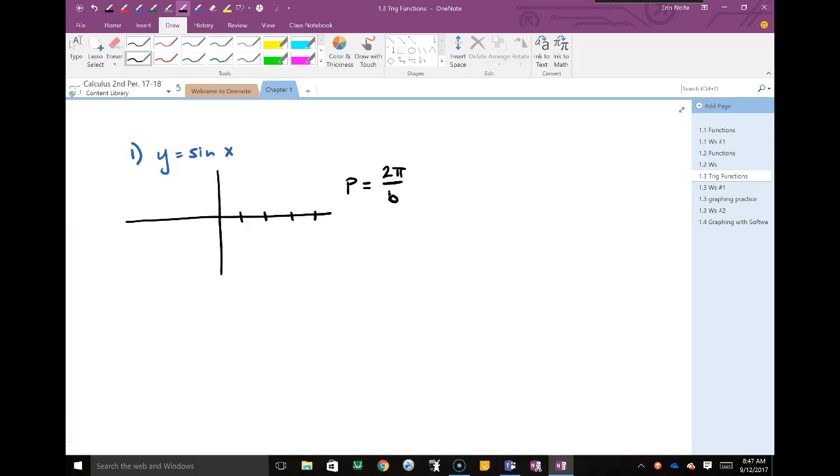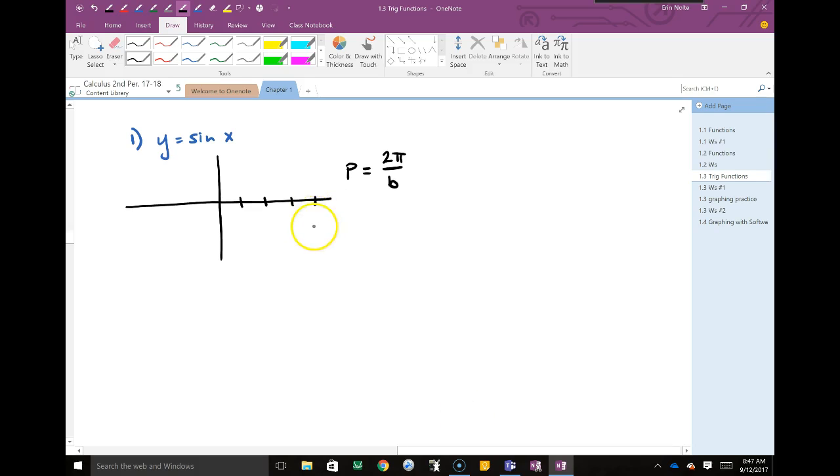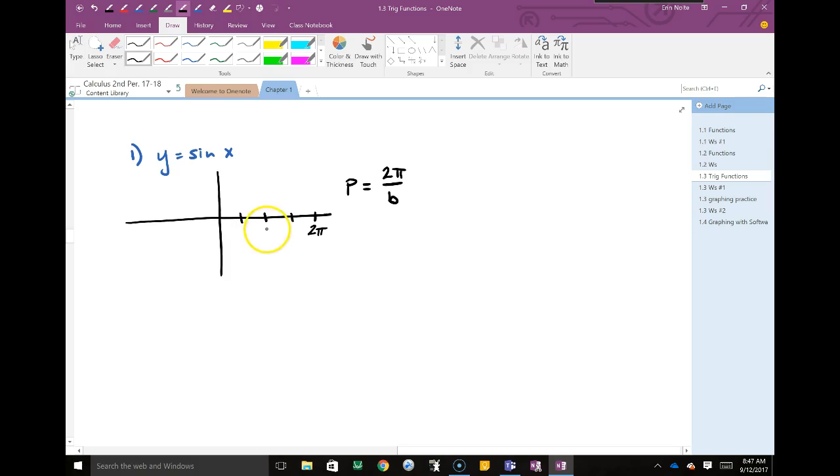So what would my period be for this particular parent function? What's the value in front of the x? It's invisible, 1. So what's 2 pi divided by 1? 2 pi. So the period for this is going to be 2 pi, so you can label half of that as pi, and half of pi is pi over 2.